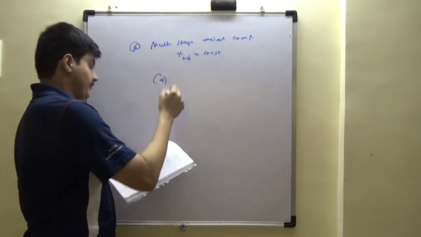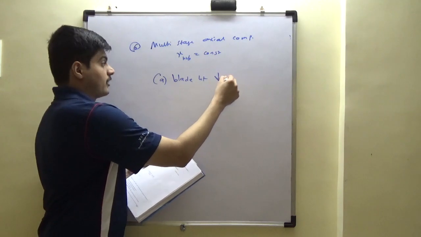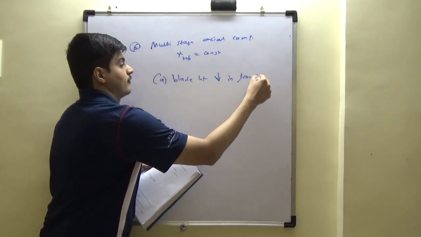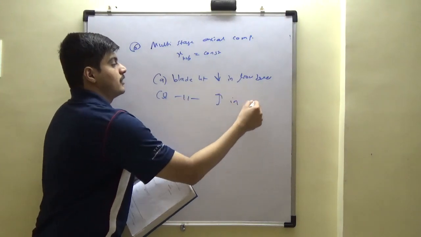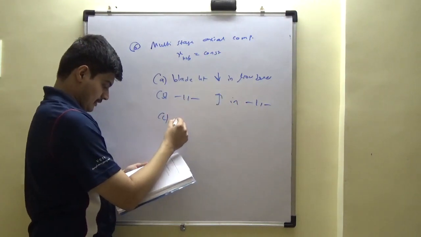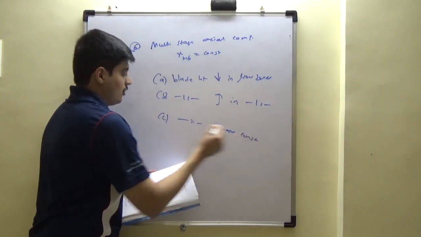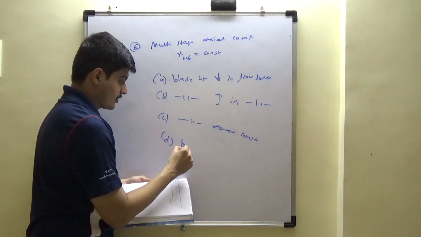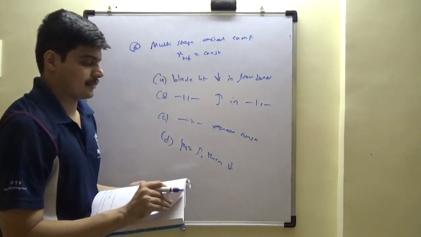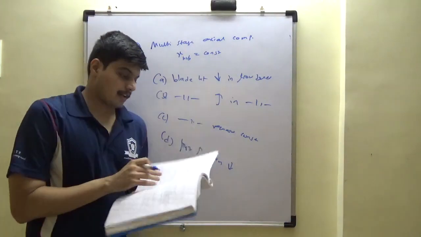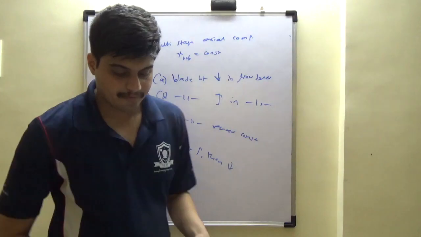What would happen? Blade height decreases in flow direction. Blade height increases in flow direction. Remains constant. Or first increases, then decreases. And this is again one of the very, very important GATE questions.